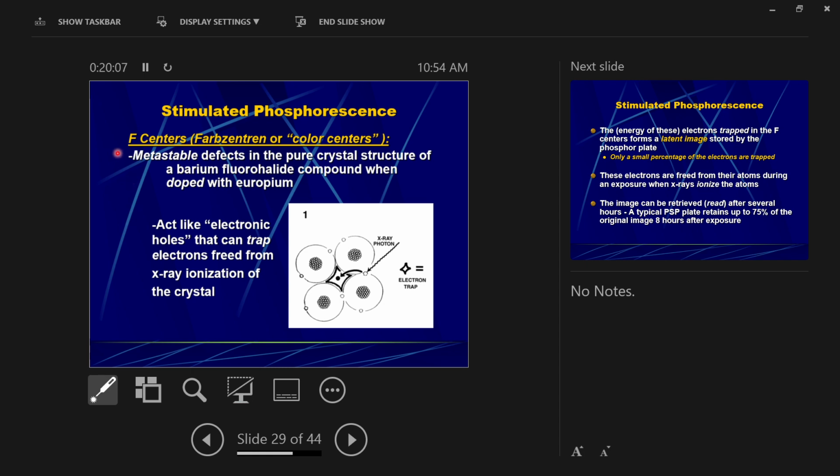These spots where the electrons are trapped are called F centers. F centers, for Farbzentren. Okay? Remember F center. Again, the purposeful design of this material is so that it can trap and hold on to electrons when they are ionized from their atoms. They get ionized when X-rays strike them.